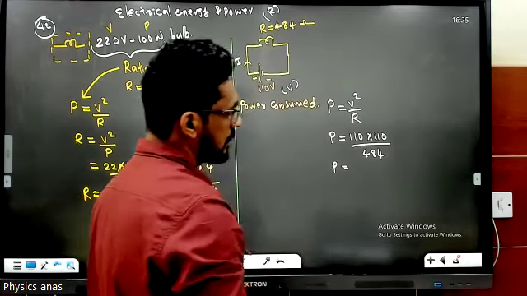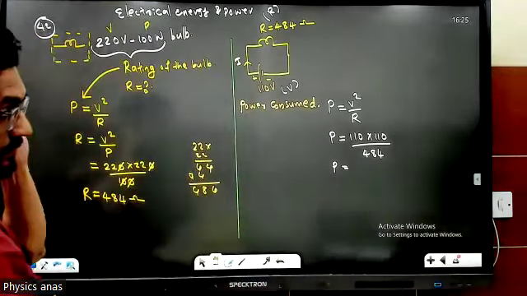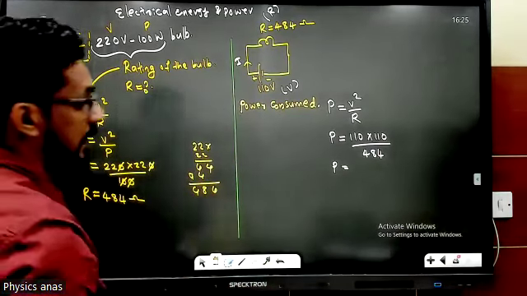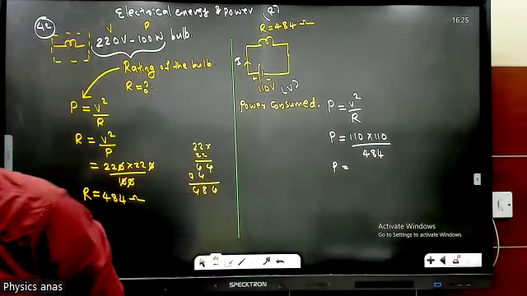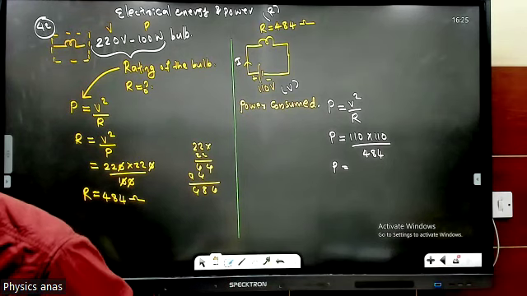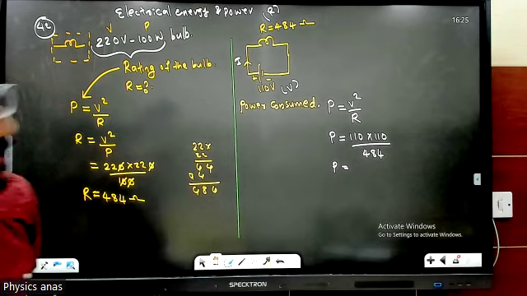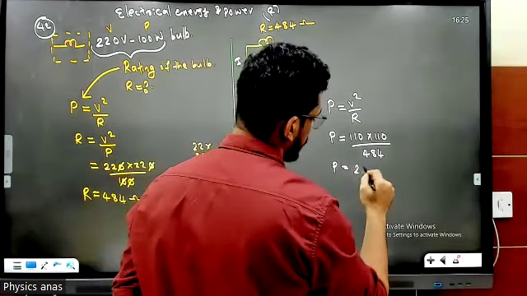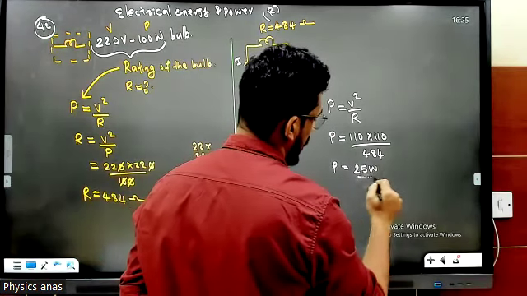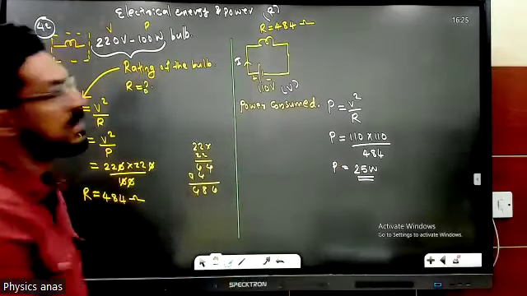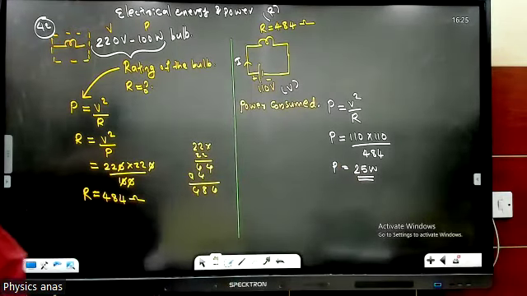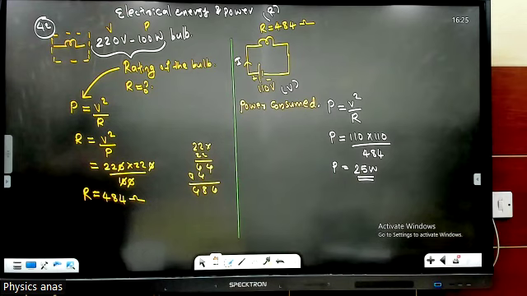What will be the final answer? I will give you the final answer; I am not doing the calculation. That will be 25 watt. 25 watt will be the power consumed.